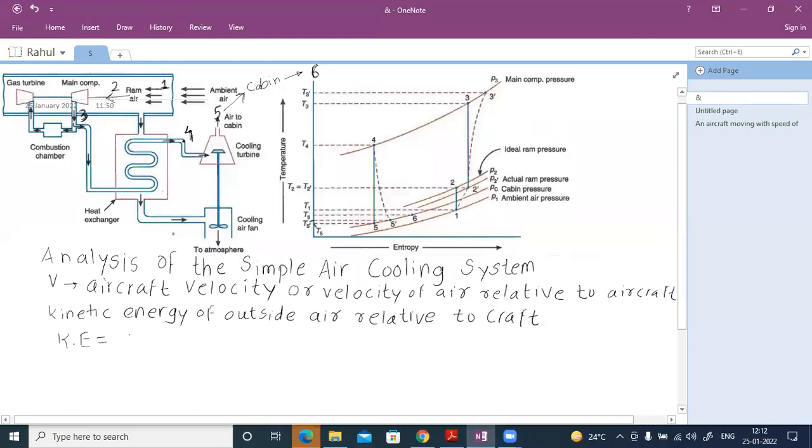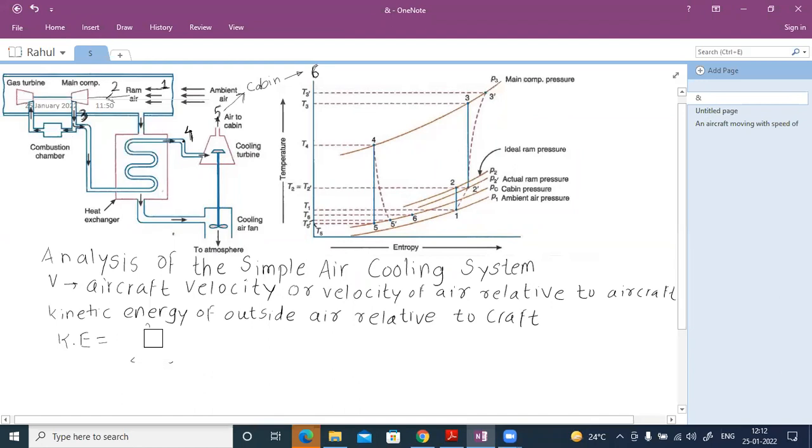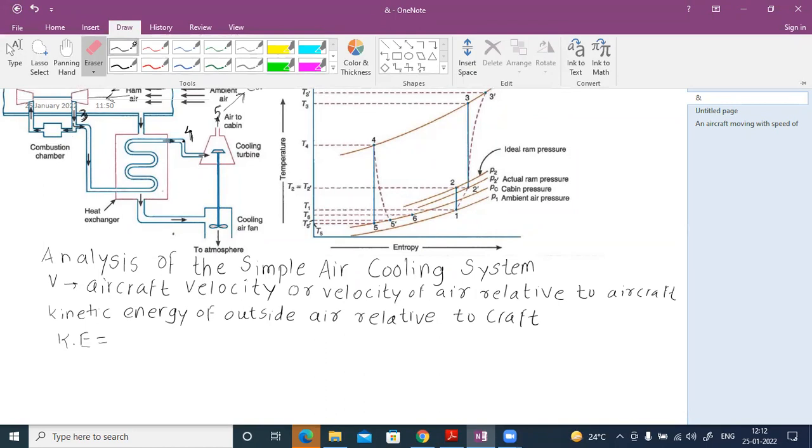Now I'll write this as V square divided by 2000. Okay, V square divided by 2000, I will write down. Is that okay? Are you able to understand from where it came? I know you will not be able to understand this. That is the reason why I purposefully wrote this formula.